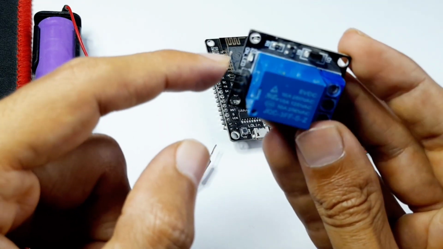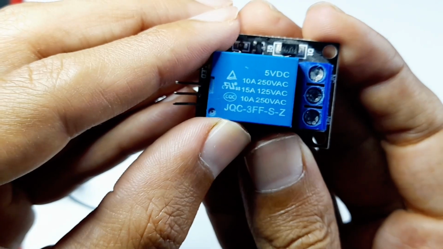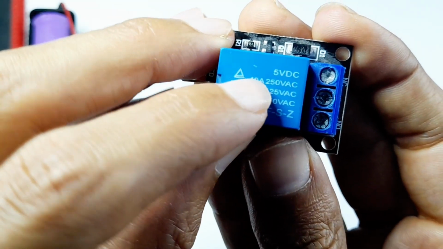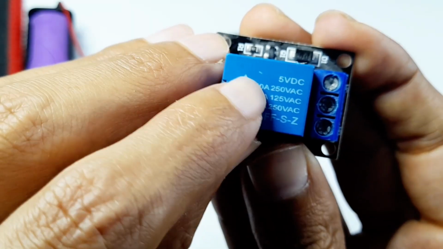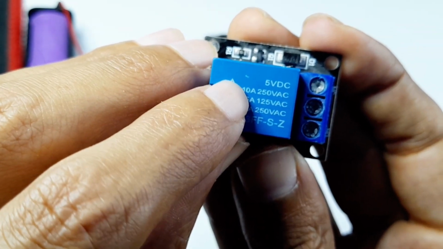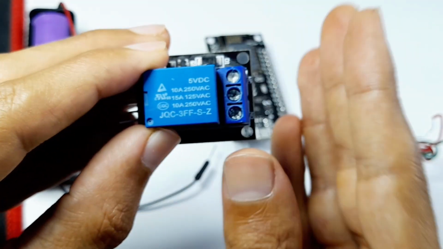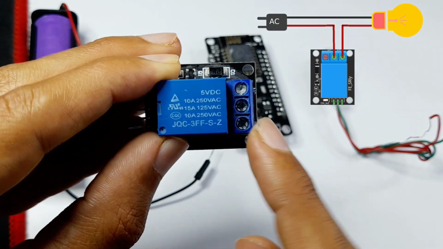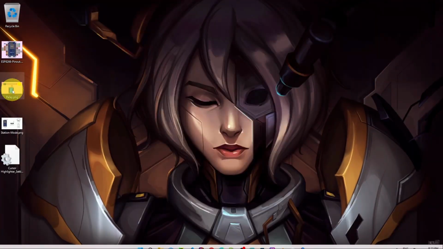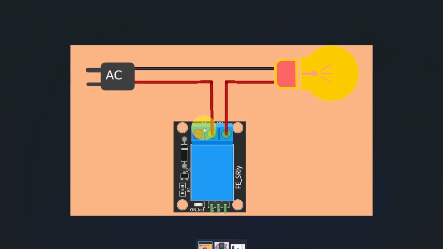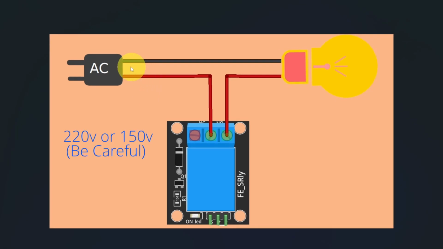Then we have a signal pin, so that we can control a high voltage device that works with a voltage up to 250 volts AC, and make sure that the current is below 10 amps. And on the other side, we are going to connect the lamp and the high voltage, like 220 volts. And to understand how it works, let's take a look at this image. First, we have to connect the neutral wire directly to the lamp, and the live wire is going to be controlled by our relay module.